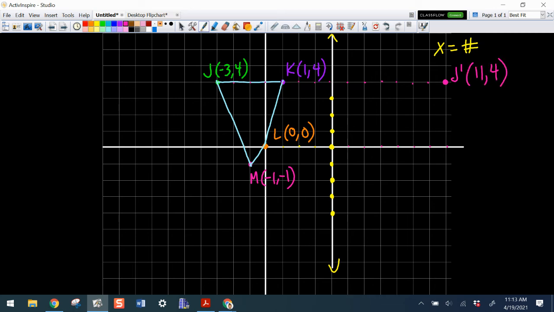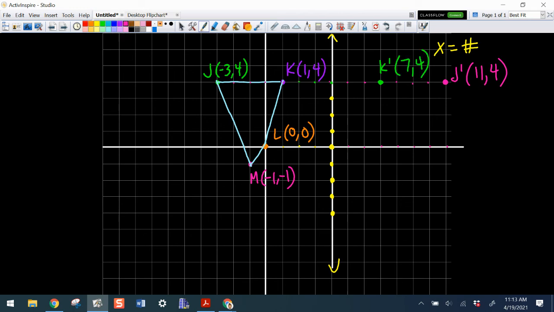Now, K, if you notice, it's actually a little bit closer to the line of reflection than J was. So K was located 1, 2, 3 units from the line of reflection. So when we flip it over that line, it needs to remain 3 units from the line of reflection. So K prime will be right here, which will be located at, I believe, 7, 4.